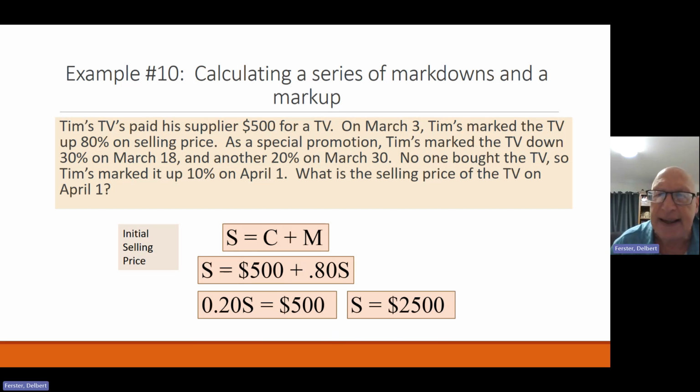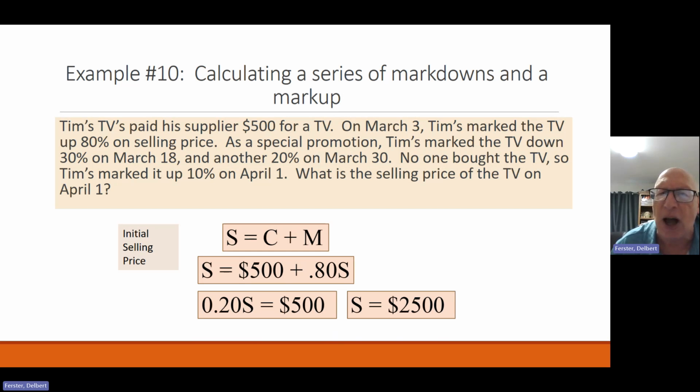And if you do that successfully, you're going to find out that Tim's is going to sell that TV on March 3rd, when you walk into his store, for $2,500. That would represent an 80% markup based on selling price. So that's no different than we've done previously in this unit. Same action, same run.